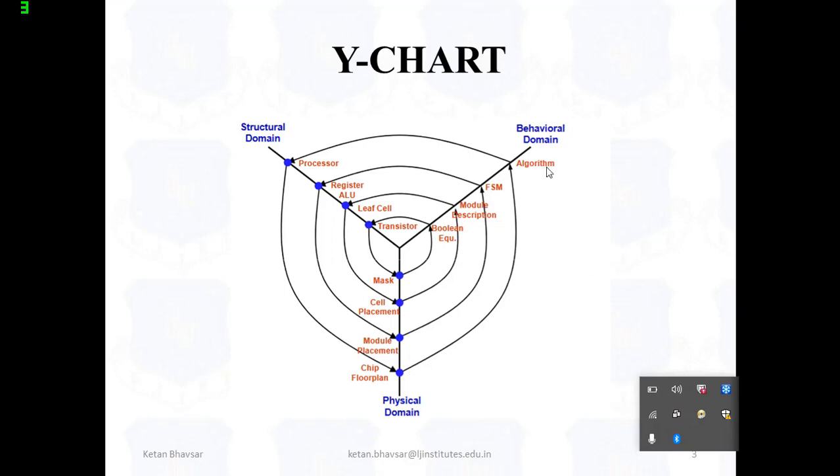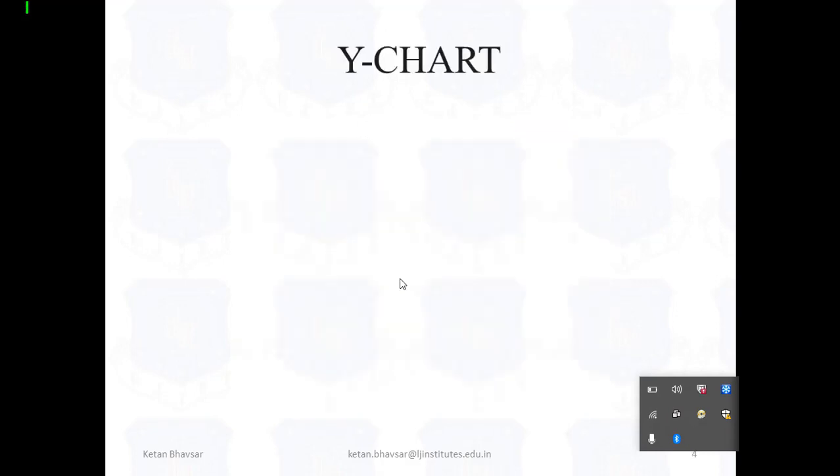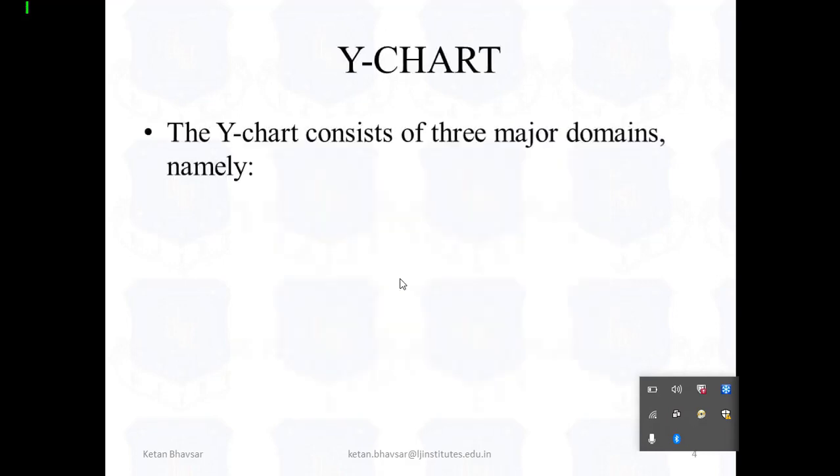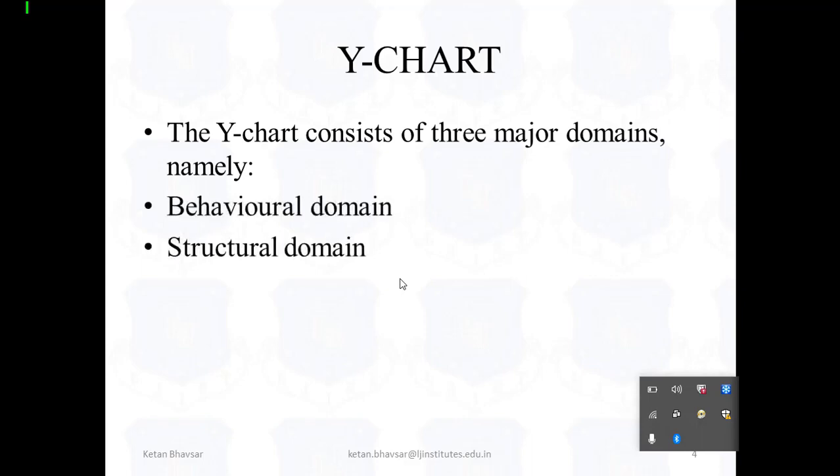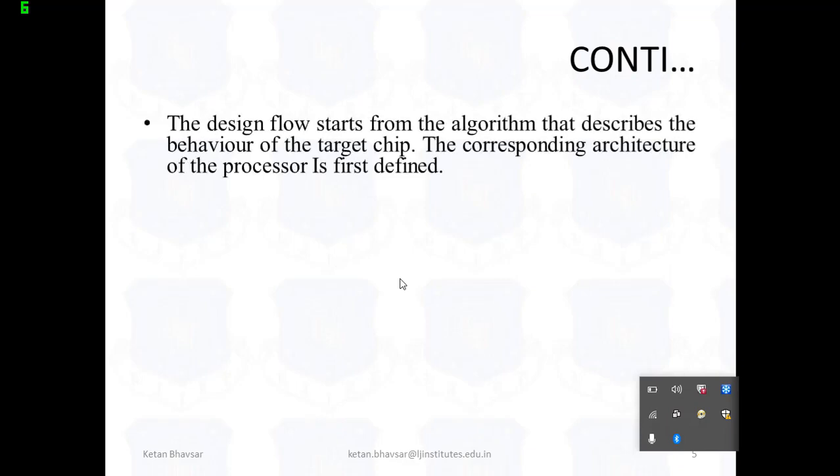So we have to start with the algorithm in the behavioral domain, and going anti-clockwise we have to reach the mask. Fine. So what is the Y chart? The Y chart consists of three major domains: behavioral domain, structural domain, and geometrical layout domain. The design flow starts from the algorithm that I already said, which describes the behavior of the target chip.